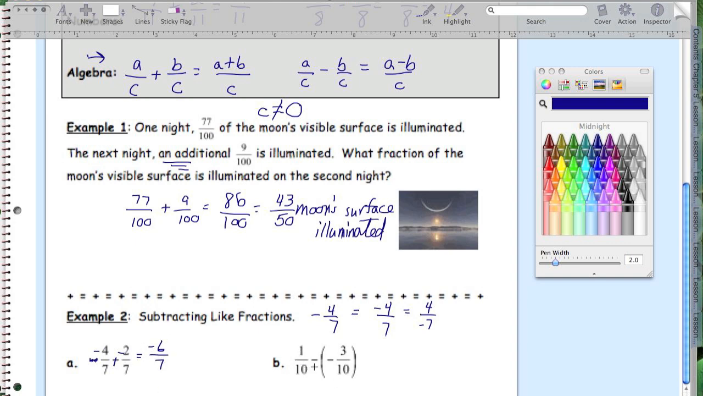Letter B, 1/10 minus negative 3/10. Minus the negative is really plus the positive, so I keep my denominator constant and add 1 plus 3, which is 4. And we want to simplify, so we get 2/5, and that's that.